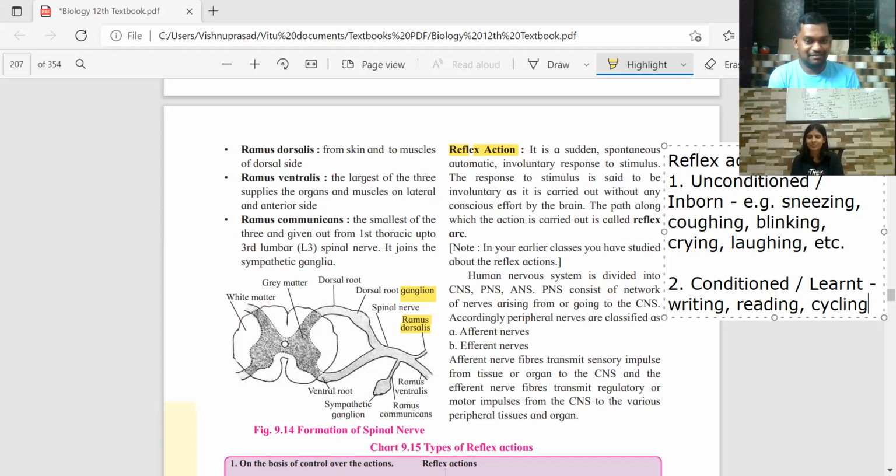Isn't it? So similarly you can say singing, dancing. All these are examples of conditioned, learned reflexes. Did you understand properly? So how does reflex action work internally?